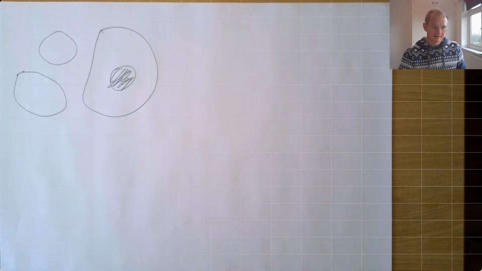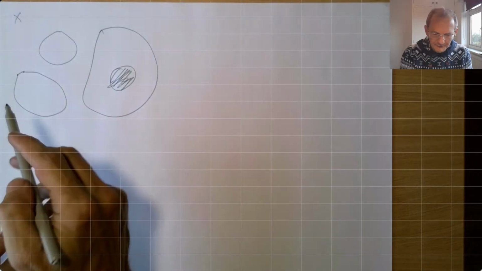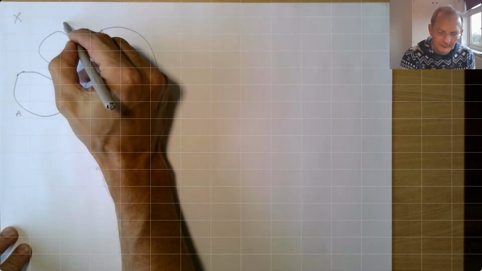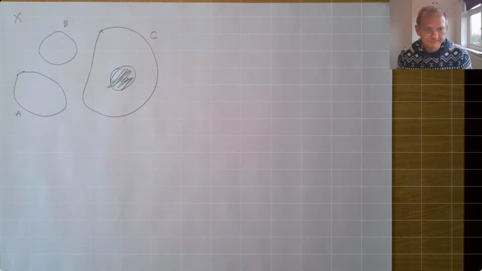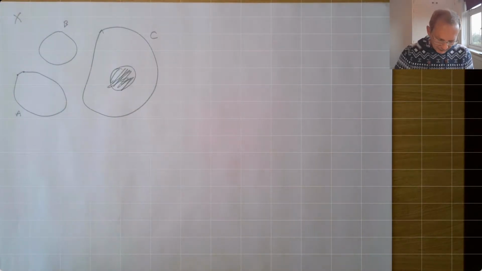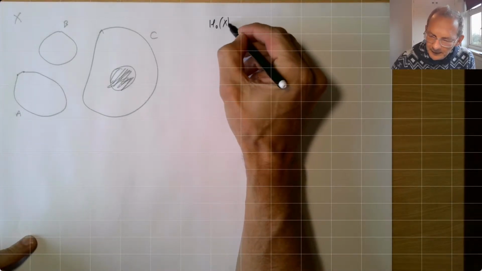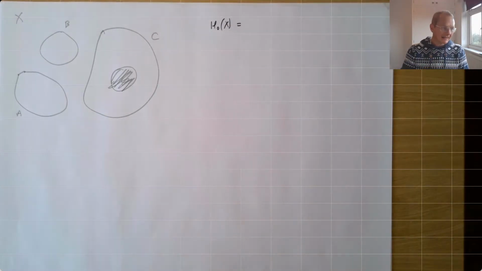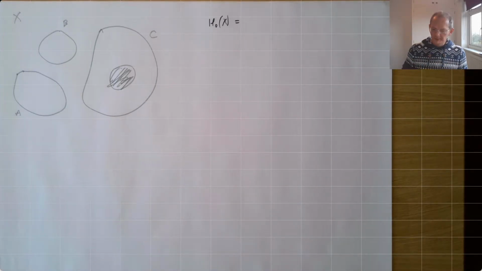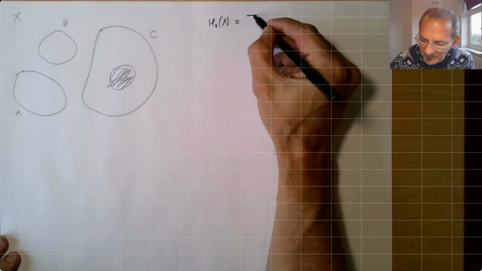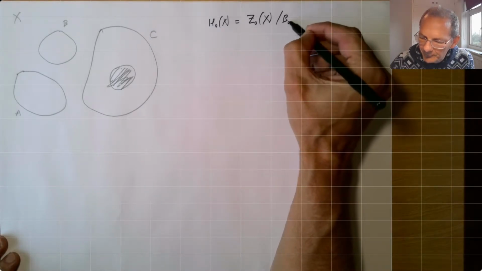Okay, so this is our space, we're going to call it X, but it consists of three parts. Let's call this part A, this part B, and this part C. And so we're going to define this group H0X, and it's going to be along the same pattern as H1. If you remember, H1 was defined as cycles mod boundaries. So this again is going to be cycles mod boundaries. So it's going to be Z0X mod B0X.